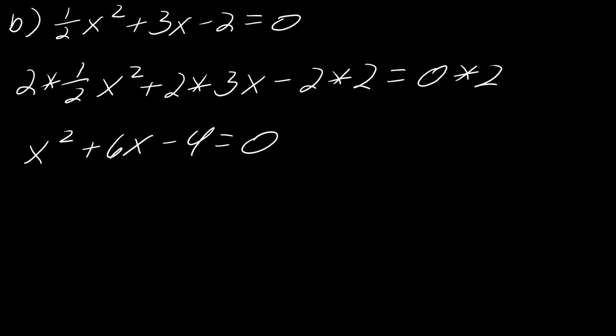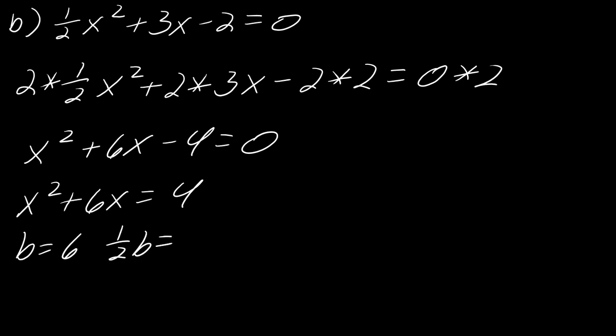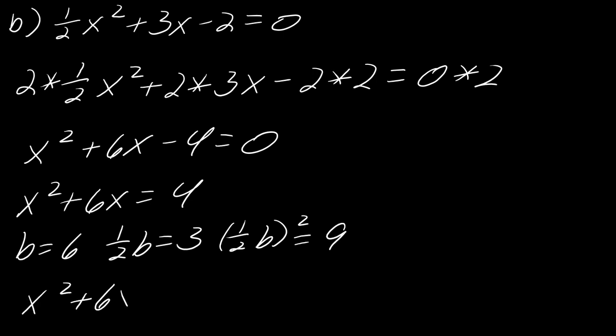So again, why don't we just make sure that you feel solid on this so you can finish this one and then hit play when you think you've got it. Okay, so I need to isolate my variables. So I'm going to bring the 4 over to the other side. And then I have my b is 6, my half b is 3, and my half b squared is 9. So I have x squared plus 6x plus 9 equals 4 plus 9.